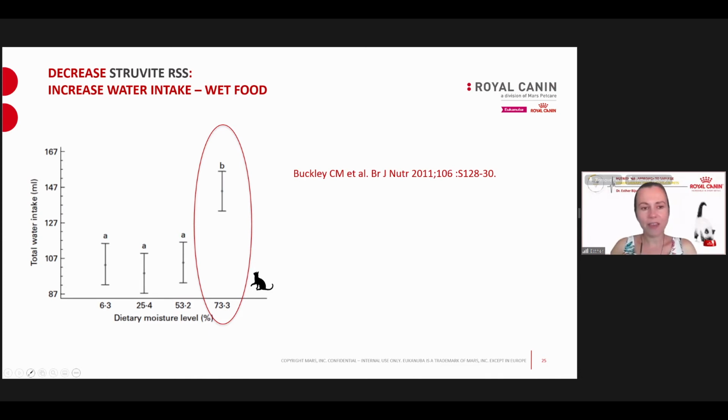And it was only from 73% moisture in the diet that this was sort of overruled, because the total water intake that they were taking in with the diet with this moisture level was more than they would normally naturally drink on a day anyway. And this was also the level of moisture that was associated with a lower struvite RSS, and this was statistically significant.